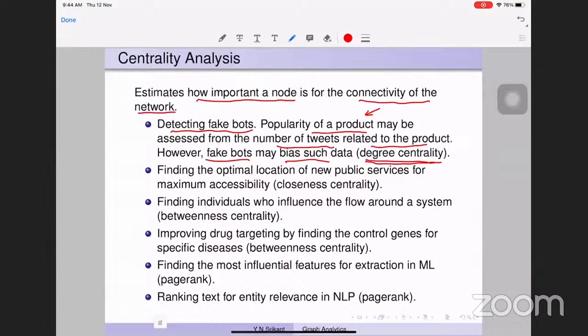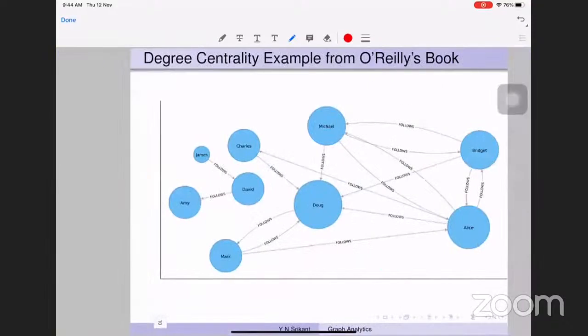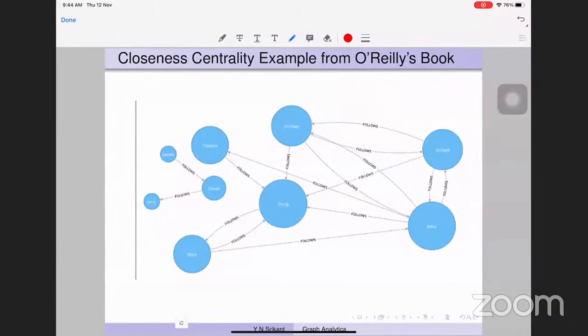The second important application is, how do you find an optimal location for a new public service for maximum accessibility? A very simple example is our mobile phone towers. Where exactly should it be located in a public place? So this is computed using what is known as closeness centrality. What is closeness centrality? This is again a very simple quantity which can be computed from a graph. It says which of the nodes is closest on the average to many other nodes.